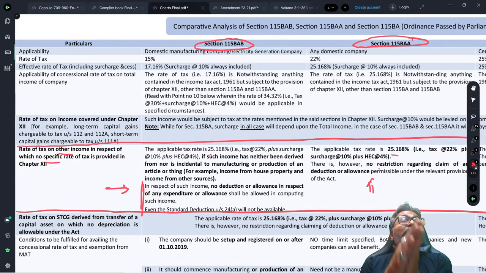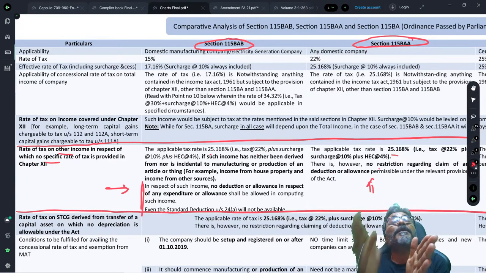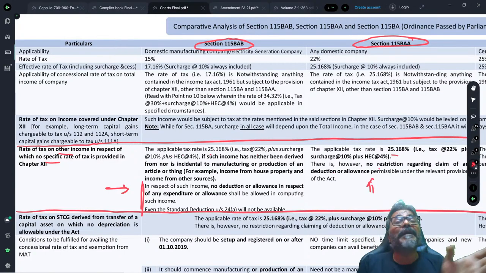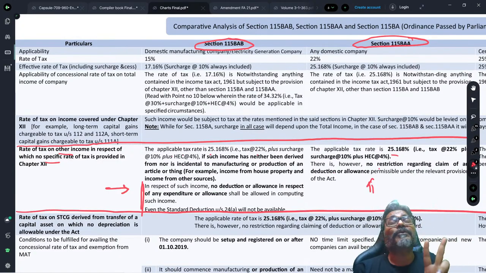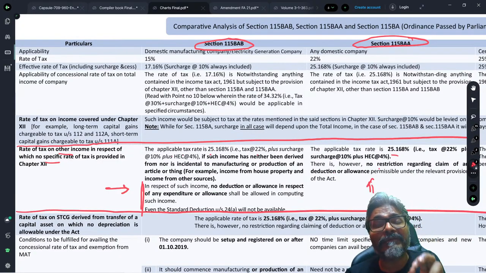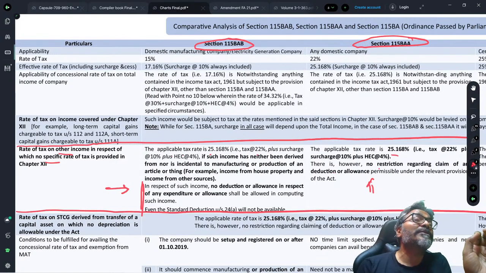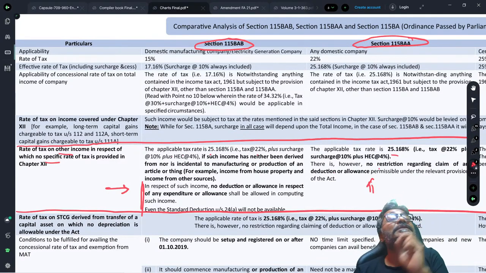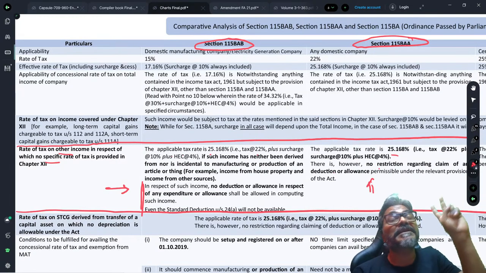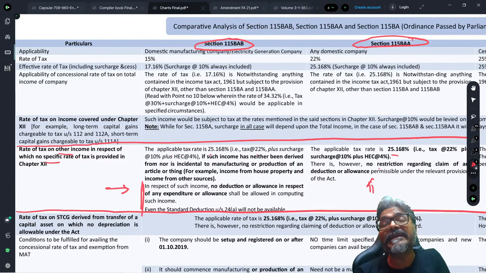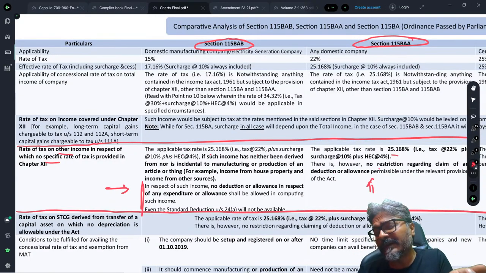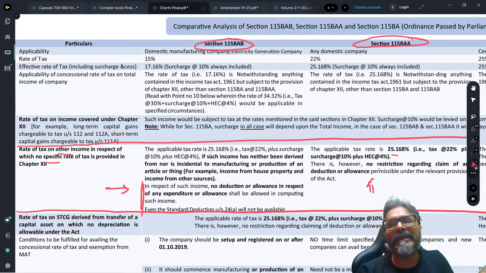Whereas here, for 115BAB, the rate of 17.16% will be applied on two incomes. And which are those two incomes? The income which is derived from manufacturing business and the income which is incidental to the manufacturing business. In both the cases, the income will be subject to the rate of 17.16%.